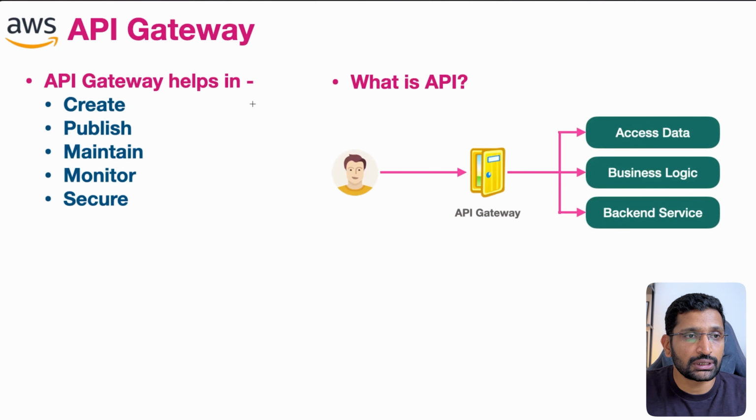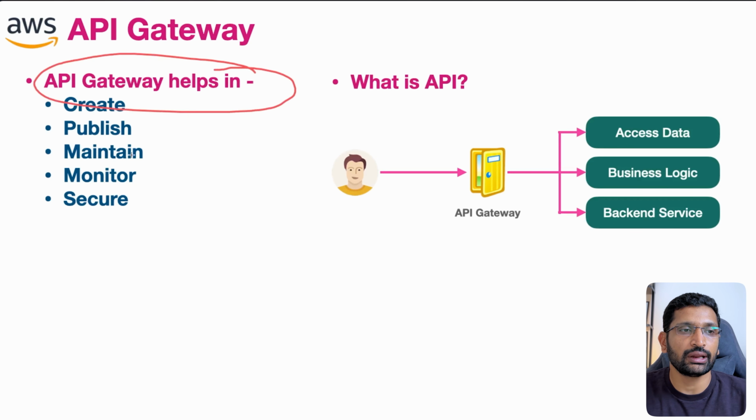Now, the next question is where API Gateway helps. It helps in creating, publishing, maintaining, monitoring, and securing your various APIs. So for example, this access data can have more than 1, 2, or 10 APIs, or maybe more than that. Similarly for business logic and backend service.